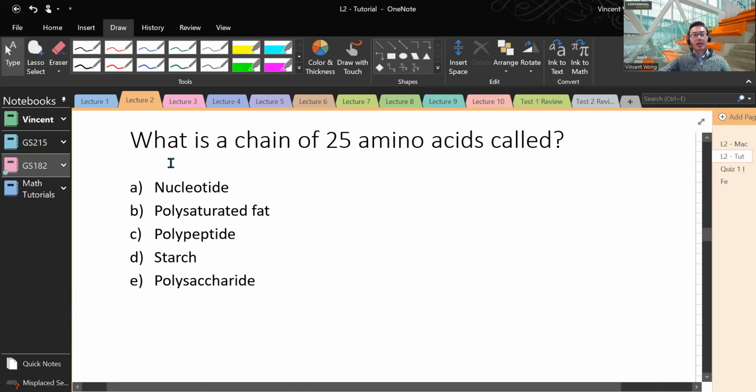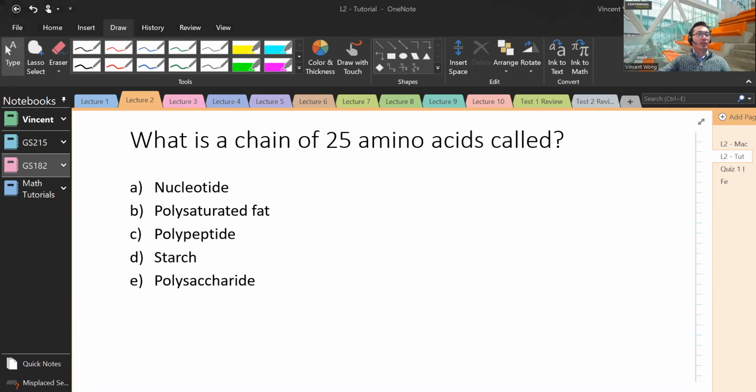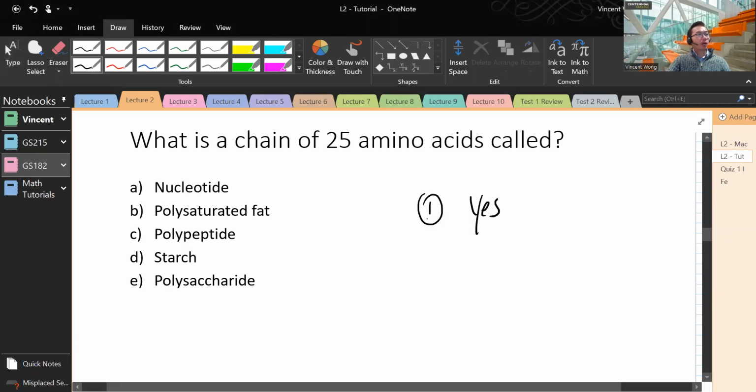All right. What is a chain of 25 amino acids called? Do you guys want to do the polls, or you want me just to tell you the answers? Let's do a poll on whether or not you want to do a poll. Launch the poll. So if you want to do poll, say yes for 1 for A. B is no polls. Just tell me the answer. Give me the answers, and I'll do what the majority of you wants to do.